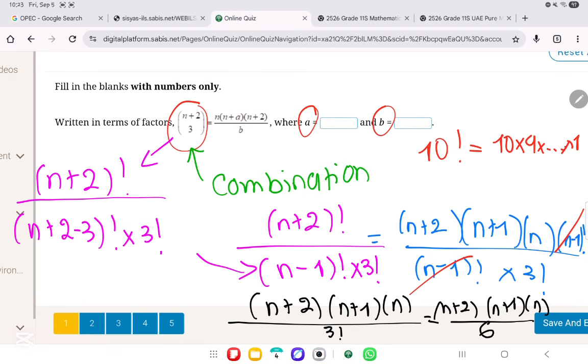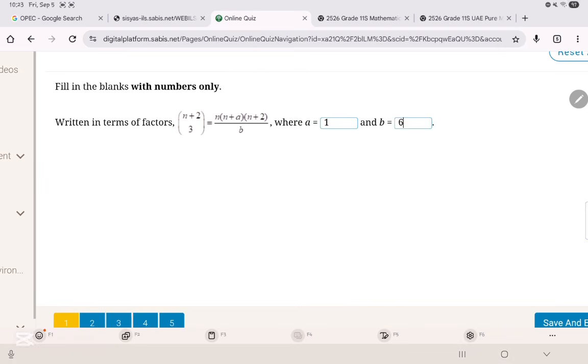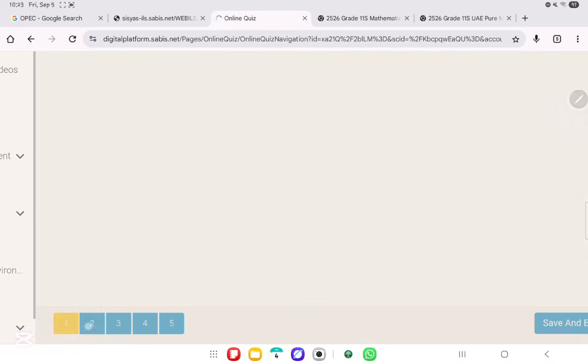So in this case, what is the value of a and b? The value of a in this case is 1, and the value of b in this case is 6. Okay, so very simply it is 1 and 6. Let's move on to question number 2.